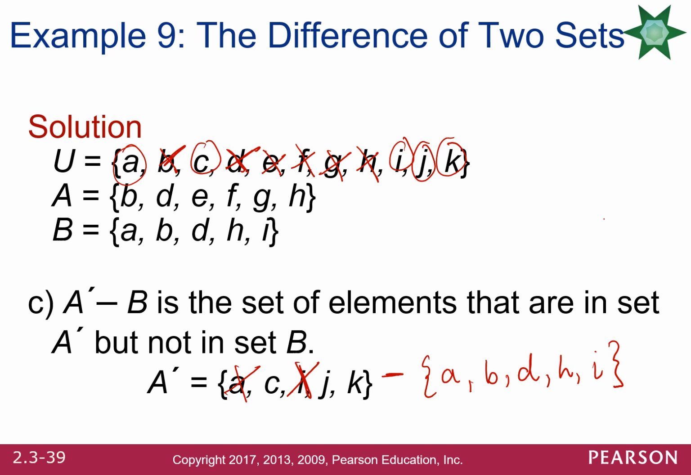So final answer: A naught minus B, or the complement of A minus B, is equal to CJK. And that's exactly what we got when we worked this through.